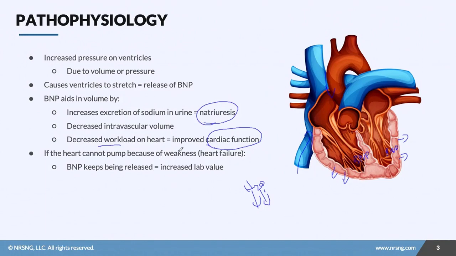But if the heart can't pump because of a weakness, for example, heart failure or pump failure, if our pump is not working, BNP keeps being released. The heart starts freaking out and it says, hey, I really got to get rid of all this volume. Please help get this out. Here's all this BNP, start working. And that lab value continues to climb as our ventricles continue to stretch because of the pump failure in heart failure. All right.